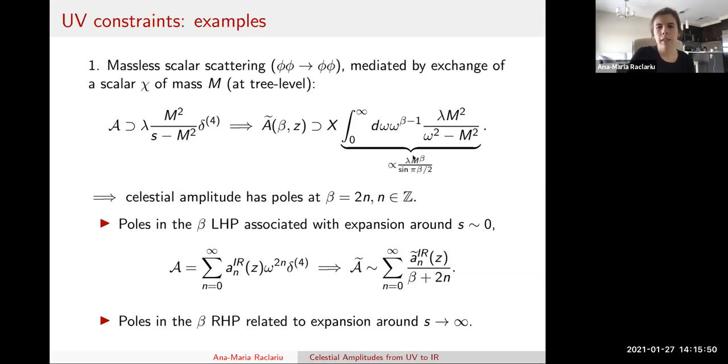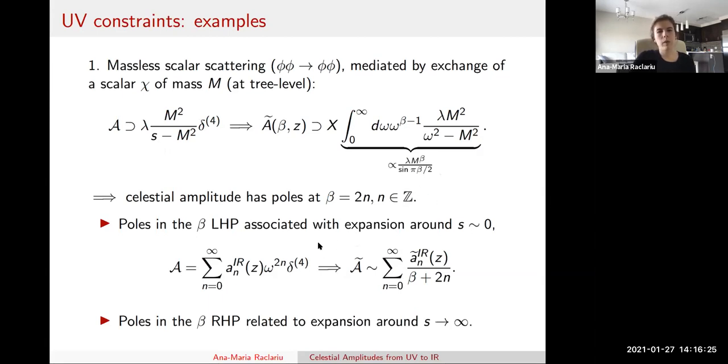So at the end of the day, one finds that this Mellin transform gives a function proportional to 1 over sine of pi beta divided by 2. This tells us that the celestial amplitude has an infinite number of poles at even integer beta. So this is one first simple observation, that poles in momentum space translate into an infinite number of simple poles in the complex beta plane.